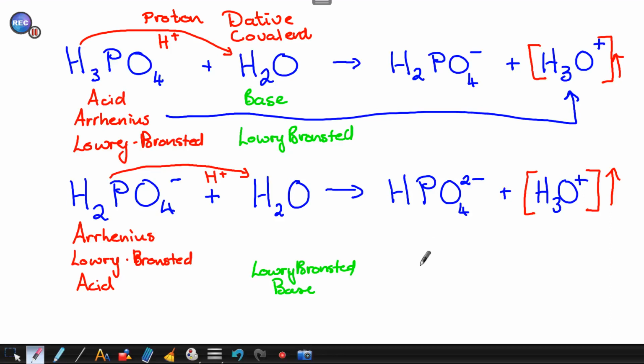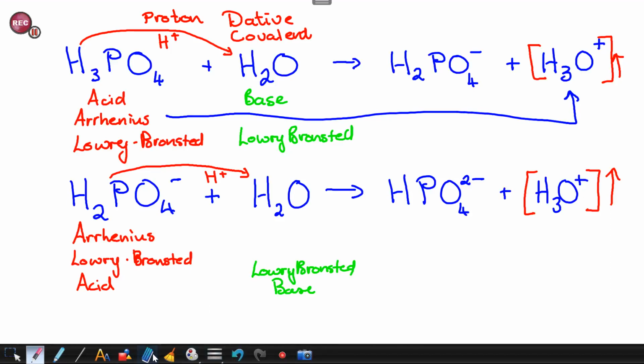No, because it doesn't increase the concentration of the hydroxide. Not in this example. It's possible, but not in this example. I'll do another example. Ma'am, can you also do an example where we won't have Arrhenius, like an OH or H3O? I'm getting there.